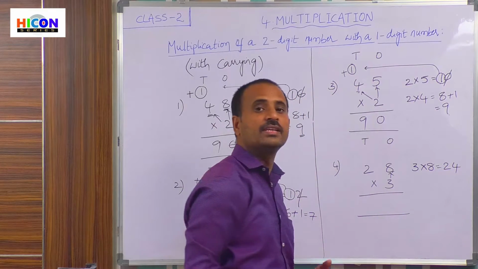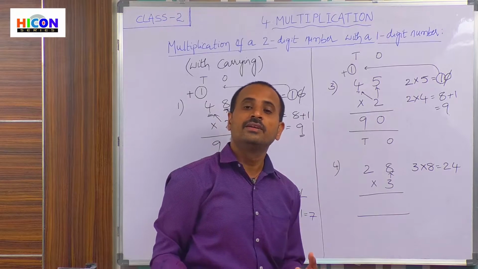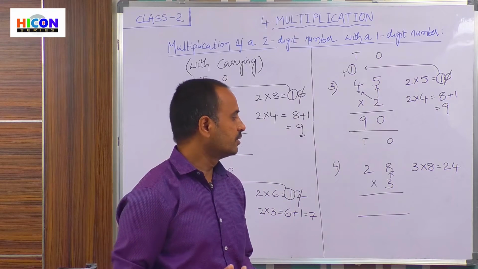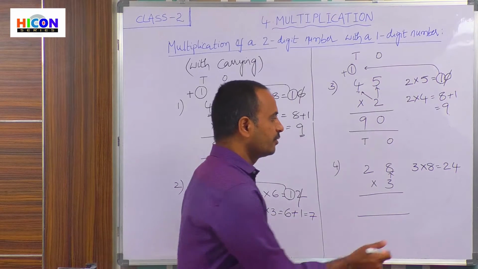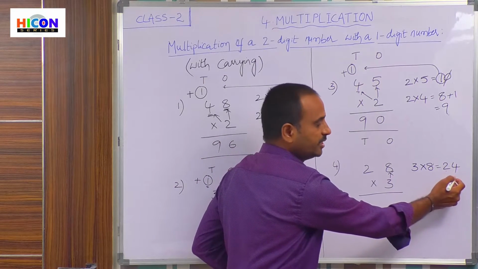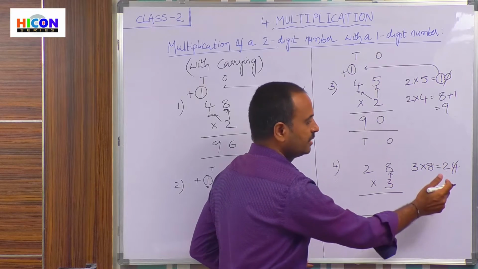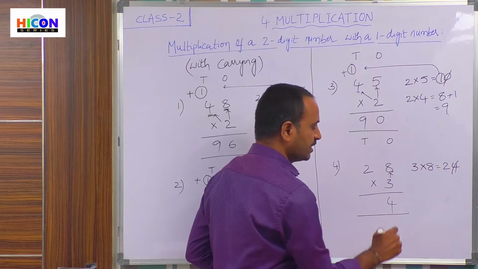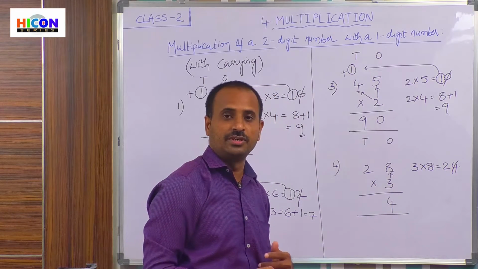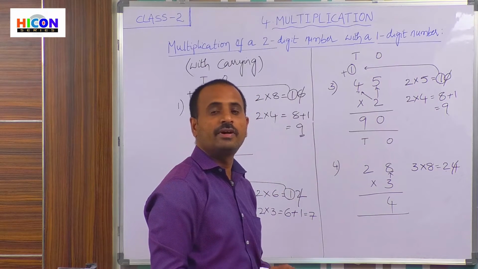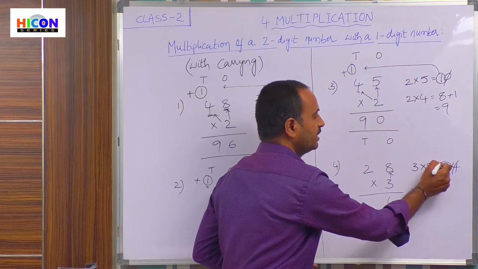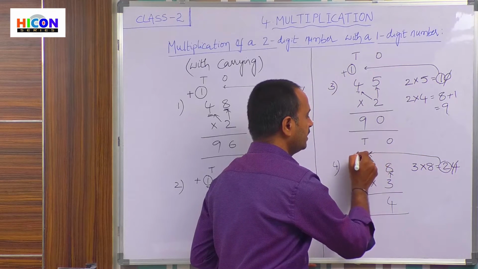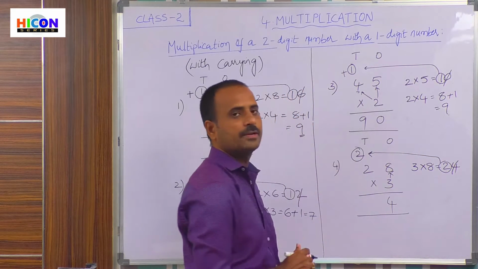And here 24 is a 2-digit number. Then we have to take carry. So write the second digit under ones place. So in 24, what is the second digit? 4 is the second digit. Write that 4 under ones place and carry the first digit to the next place. What is the first digit here? 2 is the first digit and carry the 2 to the next place, that is tens place.